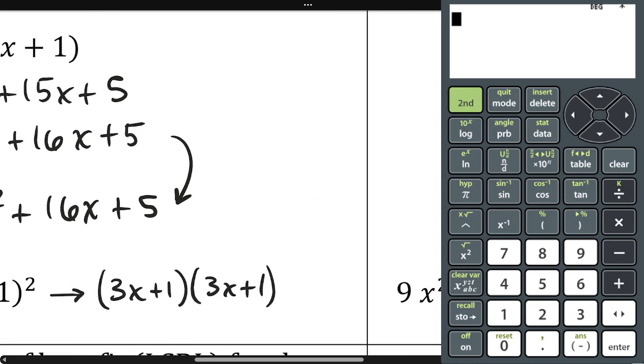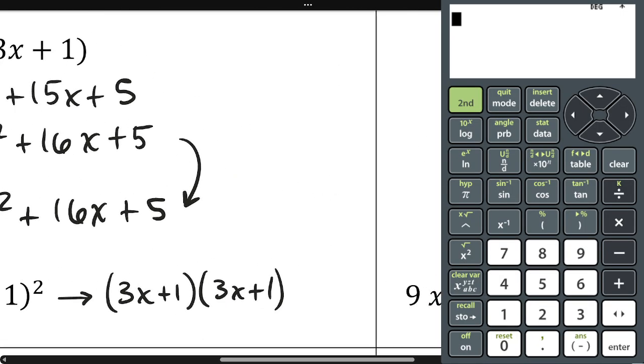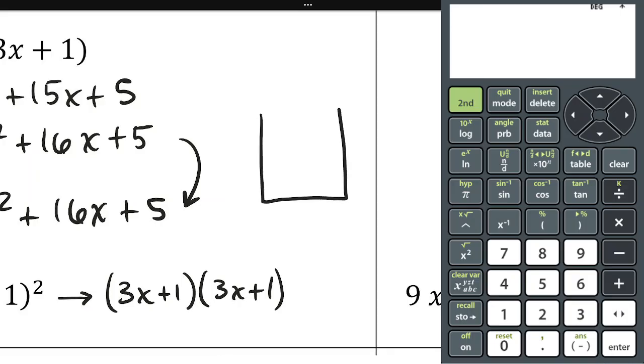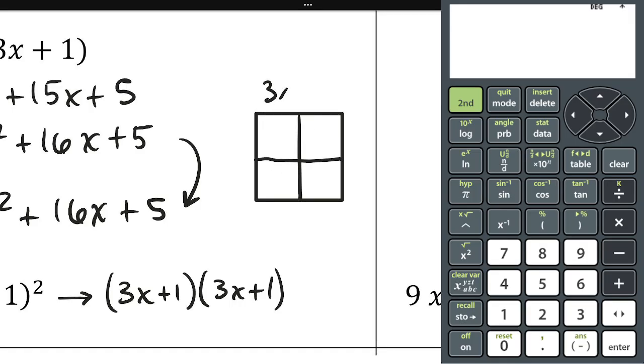I can, again, model this with a generic area model. I think I've got enough room to do it right here. So I'm going to say it's the same thing times itself, right? What do I have? I have a 3x and a 1, a 3x and a 1, and another 3x and a 1. And again, there's four parts. 3x times 3x is 9x to the second power. 3x times 1 is 3x. 3x times 1 is still 3x. And then finally, 1 times 1 is 1.